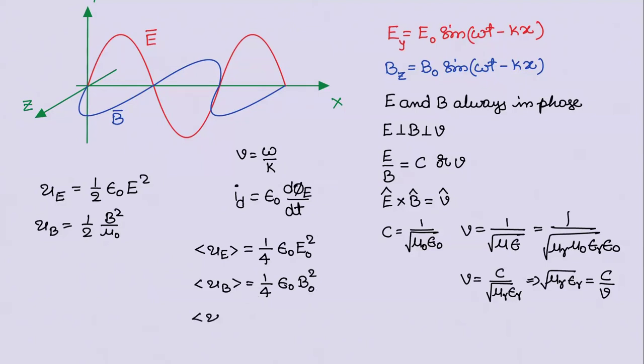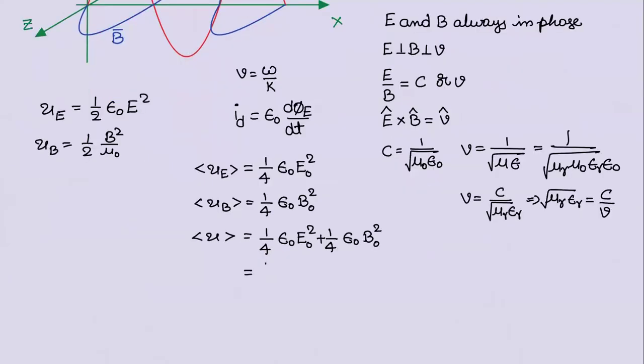So the average energy in the electromagnetic wave, you can write as the sum of these two. But you know very well that this is equal to this. I can prove it, but still, take it for granted. Both are equal, so I can replace this with half epsilon naught E square, 1 by 4. So that can be written as 1 by 2 epsilon naught E naught square.